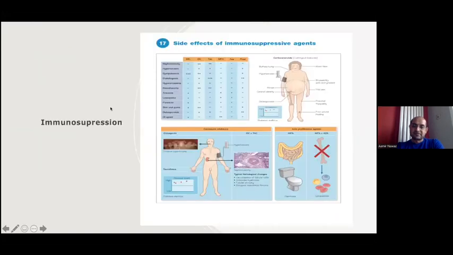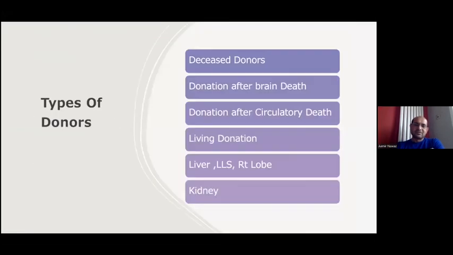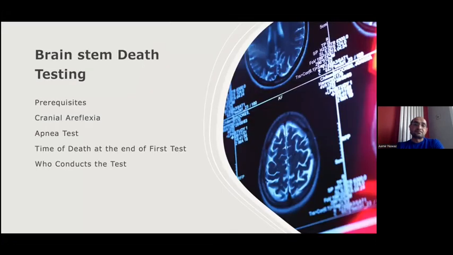So this has been done. Next, I don't want to go into detail. These are the donations. I will go through donation after brain death, which I have explained to you, and donation after circulatory death, in which the brain is not damaged completely, but any treatment would be futile. So with discussion with the family, all the treatment is withdrawn.